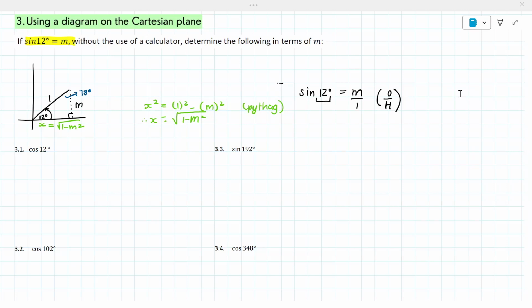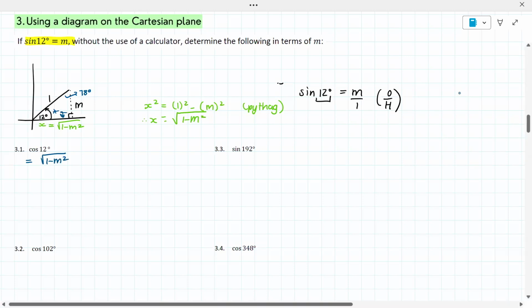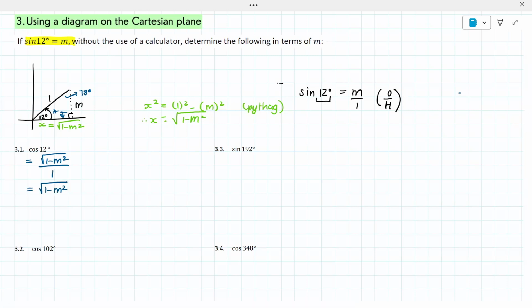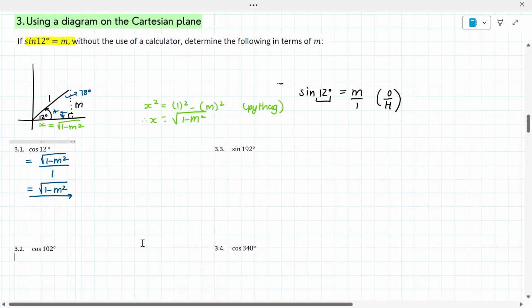Right, but now we've got all of the information we need, we can go and work out what we need to work out. So the first ratio we've been asked for is cos of 12 degrees. Awesome. Here's my 12 degrees. Cos is adjacent over hypotenuse, so square root 1 minus m squared over 1. And so we've got square root 1 minus m squared is the ratio of cos 12. That's it. There is nothing else that you need to do. That is all that is required of you. So when we then get to 3.2, cool.